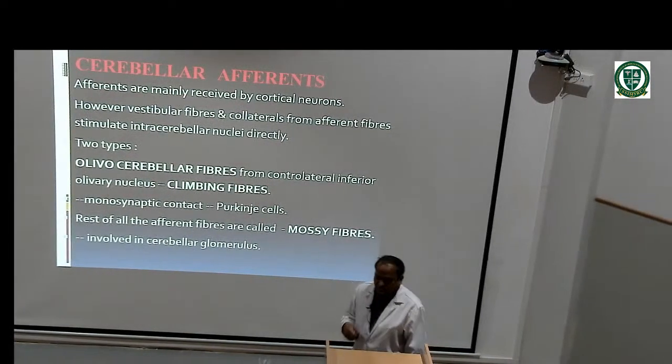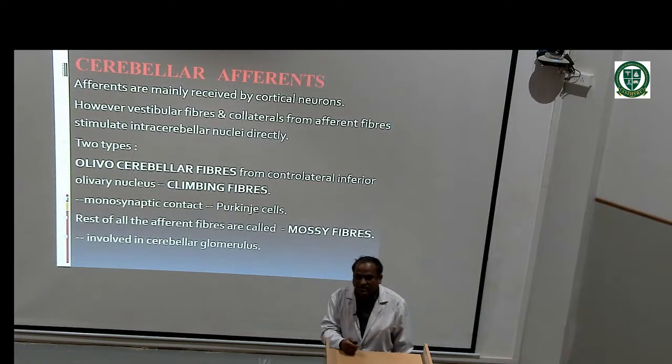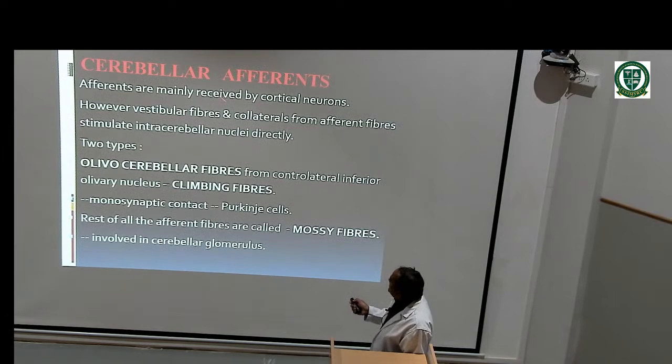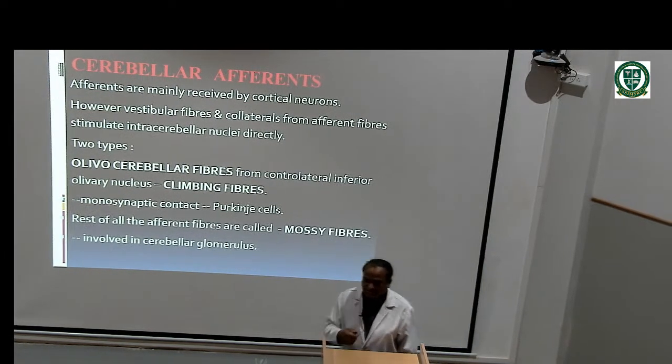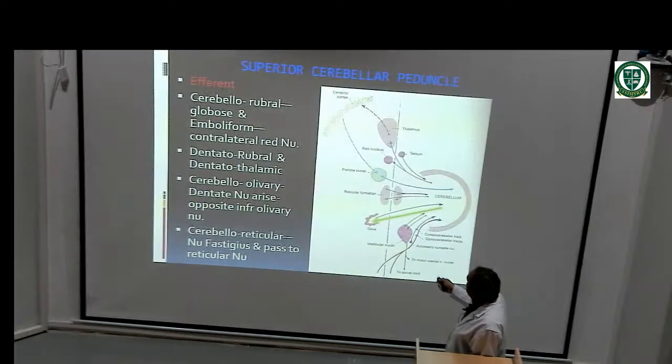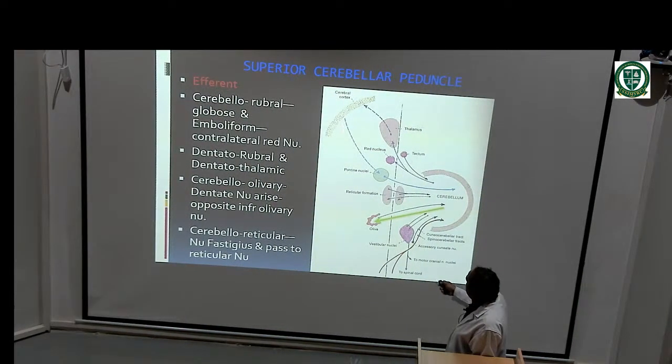So now we'll study what are the cerebellar afferents. Afferents are mainly received by cortical neurons. You know the cerebral cortex. So this is the cerebral cortex. Afferents are mainly received from the cerebral cortex. I think we skipped this one.